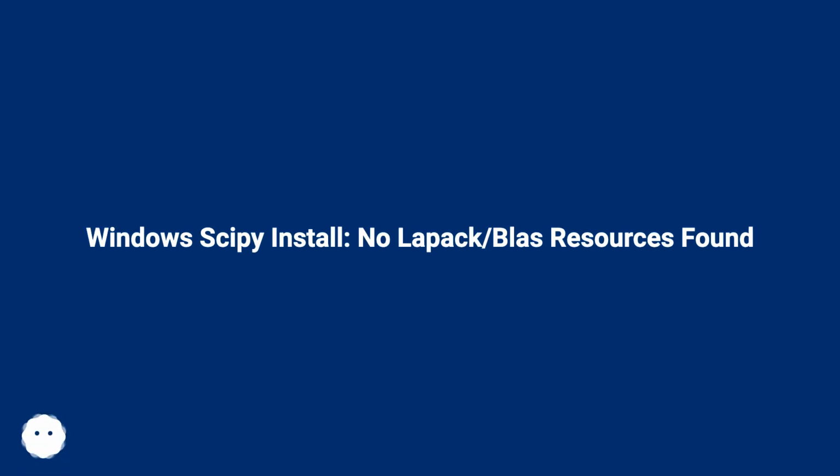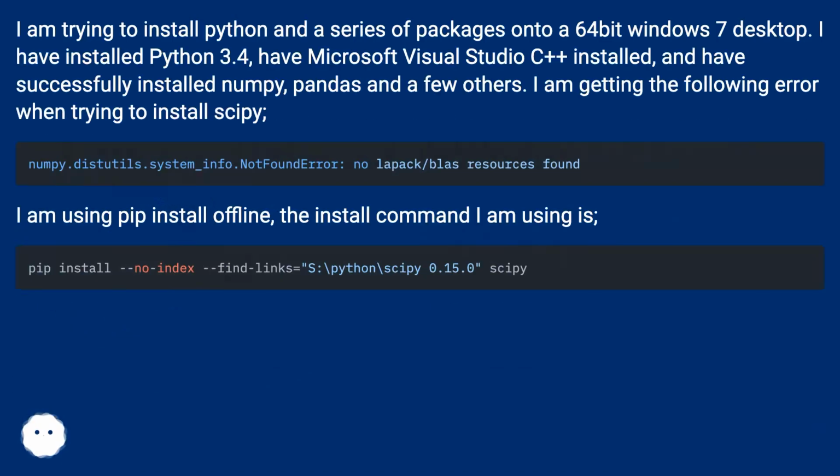Windows Scipy install, no Lapack/Blas resources found. I am trying to install Python and a series of packages onto a 64-bit Windows 7 desktop. I have installed Python 3.4, have Microsoft Visual Studio C++ installed, and have successfully installed numpy, pandas, and a few others. I am getting the following error when trying to install Scipy.